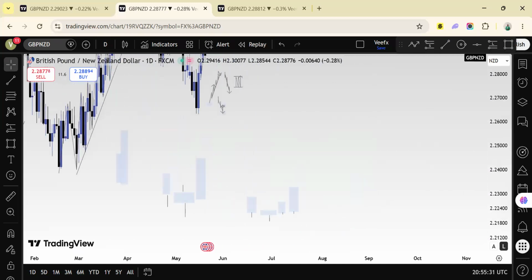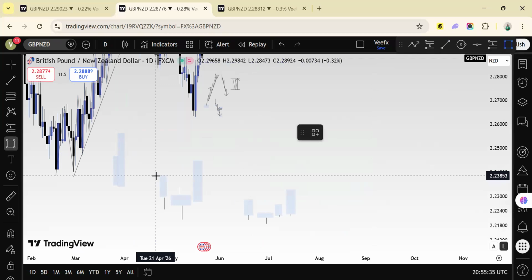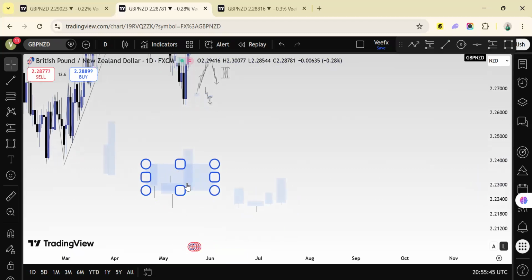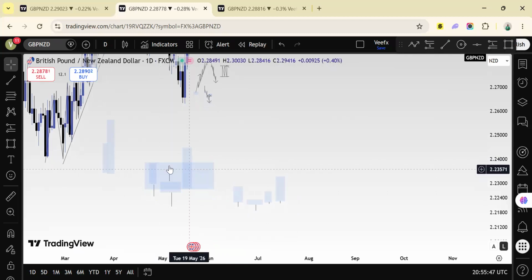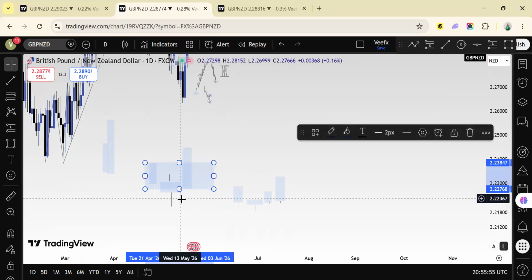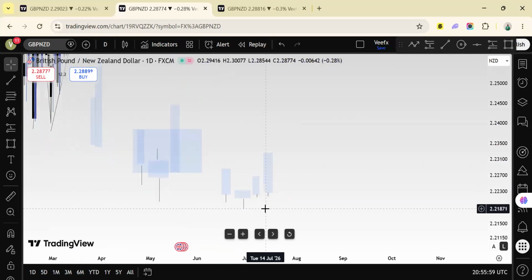Now, if you want to pick your entry on this kind of order block, you pick your entry from the body of the bearish candle before that source candle, right? If your morning star order block is made up of three candles, you pick your entry from the body of the bearish candle before the source candle. Now, if it's made up of four candles, right?